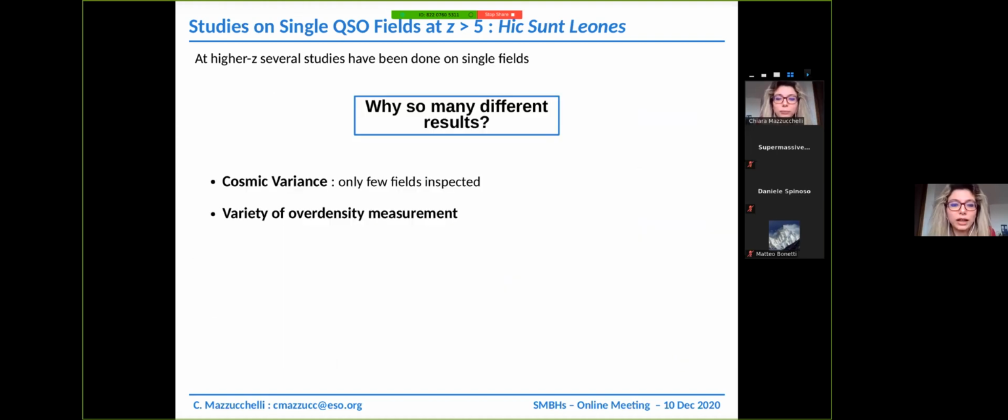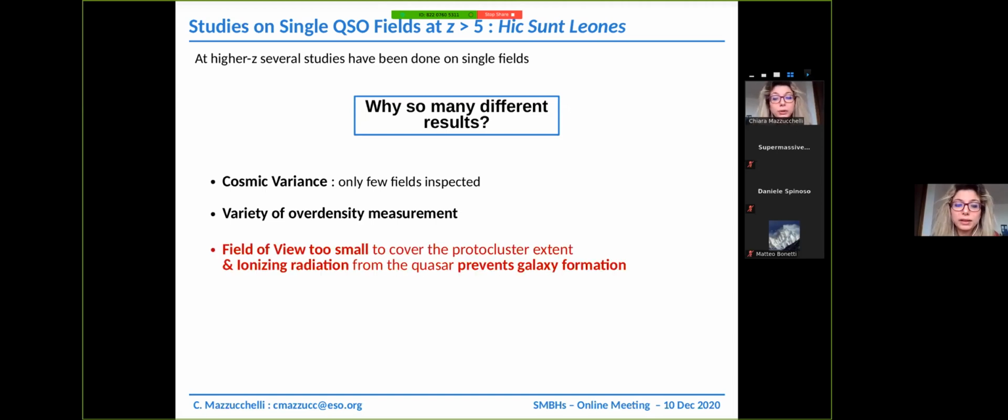So I find all of this collection very puzzling. I just list here a few brainstorming ideas of why we're seeing this. One of the reasons could be that we're only expecting few sources, so we are subject to cosmic variance. Another very important one, I think, is that we have a variety of overdensity measurements and a variety of selected galaxies that might dilute any sample results, let's say. Another point might also be that the field of view is too small to actually cover the entire protocluster extent.